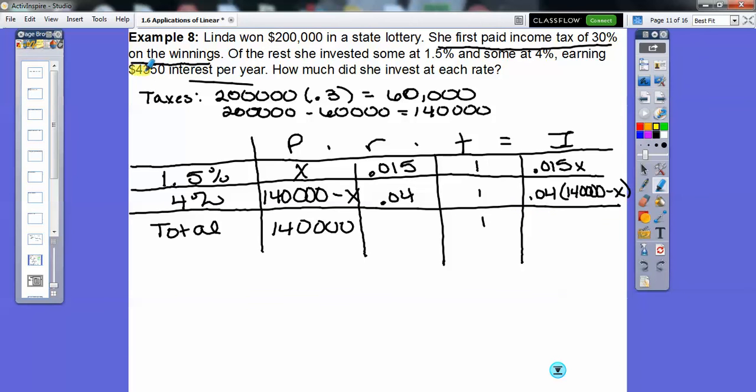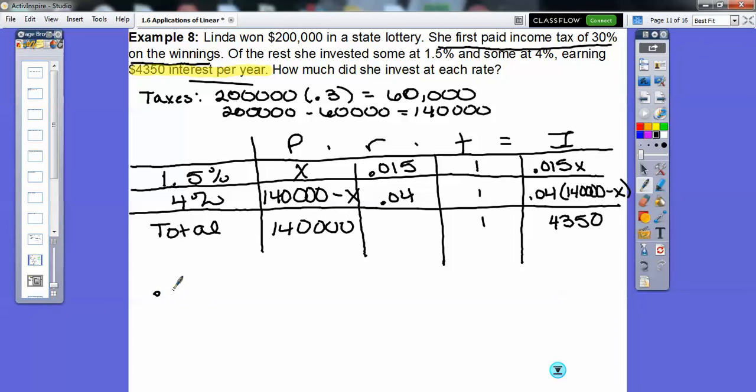It's a number. I gave it to you. You earn $4,350 interest per year. That is your total interest, so you can just write this down. It is okay to have holes in your table, things that you can't fill in, as long as you can get this final column. So it didn't give me that interest rate, but what it did give me was the total interest. So we're okay.